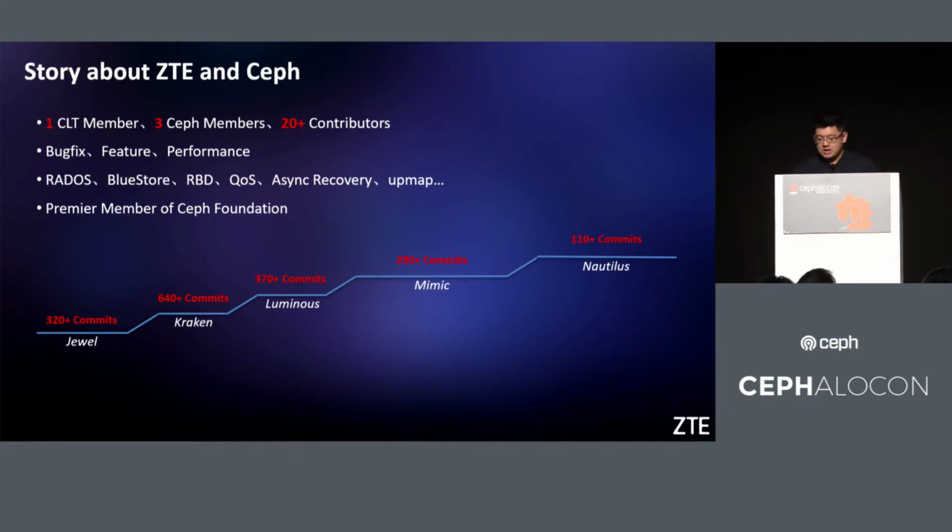So now we have one CLT member, 3 Ceph members, and 20 more contributors in the Ceph community. From Jewel to Nautilus, we have been making continuous contributions, including bug fixes, features, and performance optimization, involving components such as RADOS, BlueStore, RBD, QoS, async recovery, upmap, and so on. And last year, we joined the Ceph Foundation as a premier member.